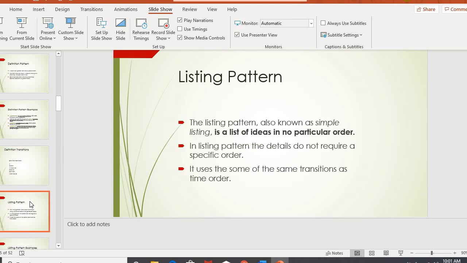Our second pattern is listing, and it's exactly what you think it is. It is just when an author lists ideas in no particular order. We do this on a daily basis. I'm looking at my to-do list right now on my desk. We might use a grocery list. That's exactly what this is, just listing ideas.